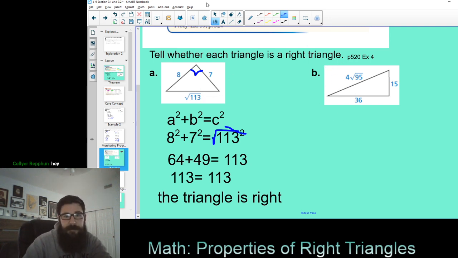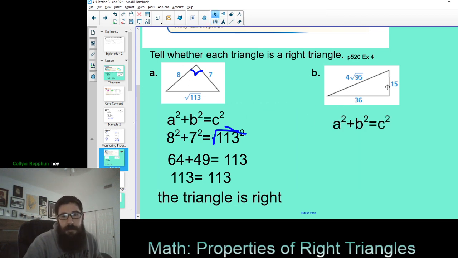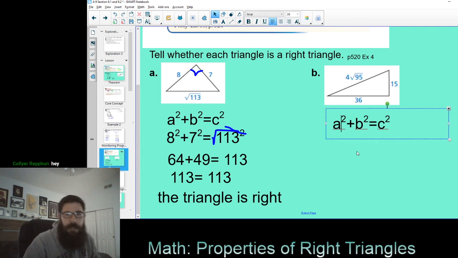Let's repeat the process over here for B. Again, visually, it looks like we might have a right angle between the 36 and 15. 4 root 95 is going to be a little bit weird. I'm going to show you how to handle that. These numbers are going to get a little bigger. We're definitely going to use a calculator for this guy.